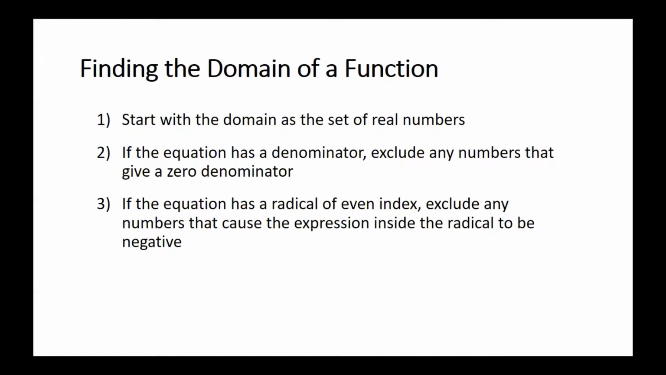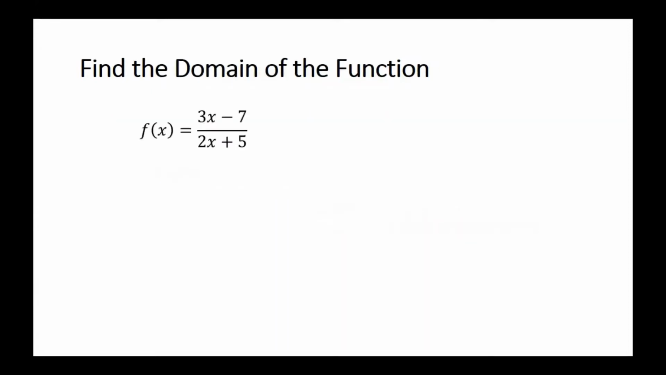And if the equation has a radical of even index, square root, fourth root, sixth root, exclude any numbers that cause the expression inside the radical to be negative, because you can't take the radical of a negative number, or if you have an even index for that, you can't do that without going into imaginary numbers. And we said that we're going to assume that it's a set of real numbers. So we can't allow the expression inside the radical to be negative. So let's try a couple here.